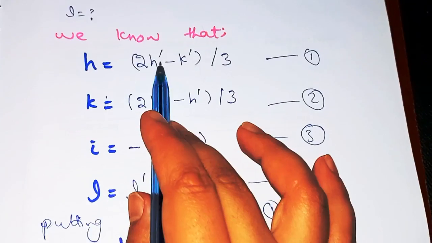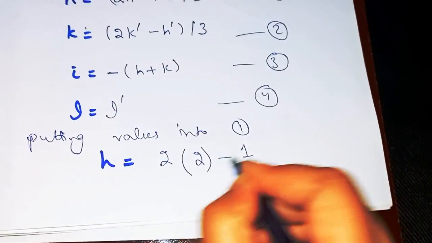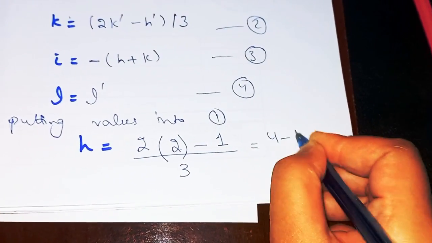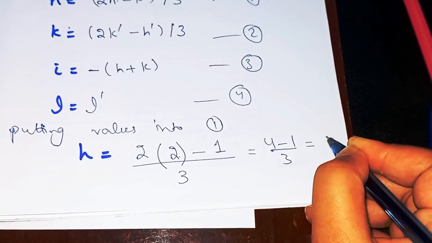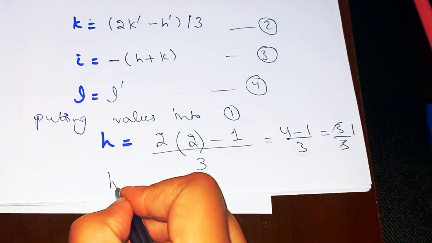Minus K prime, which is 1. Okay, 2 H prime. H prime was 2, so minus K prime, which is 1, and this whole thing divided by 3. 2 2s are 4, minus 1 divided by 3. 4 minus 1 is 3 divided by 3. 3 cancels out and it's 1 left. So h equals 1.